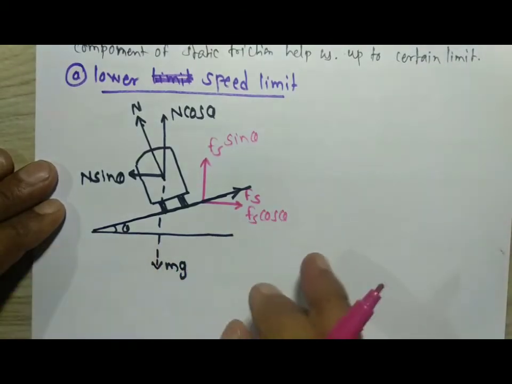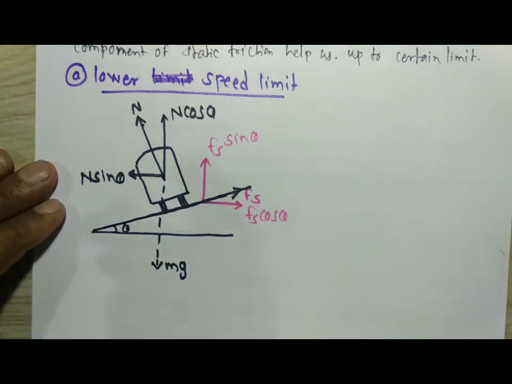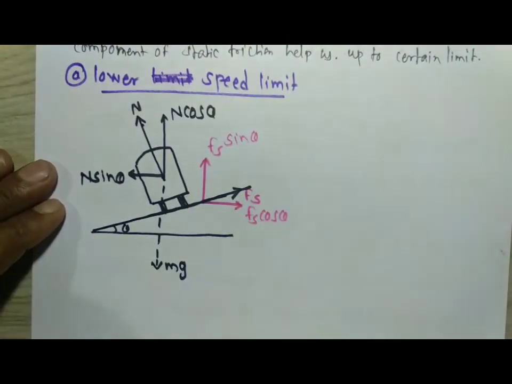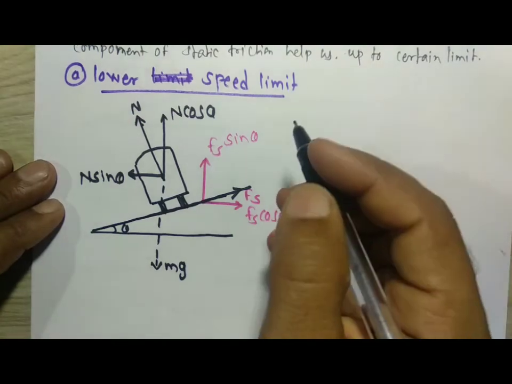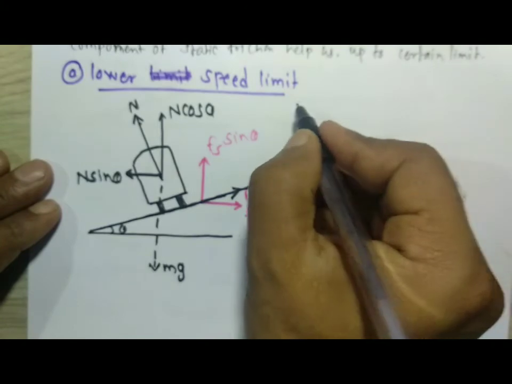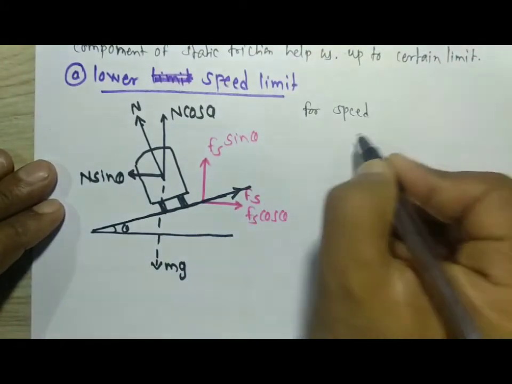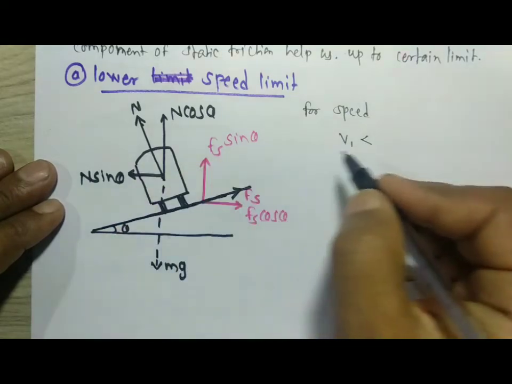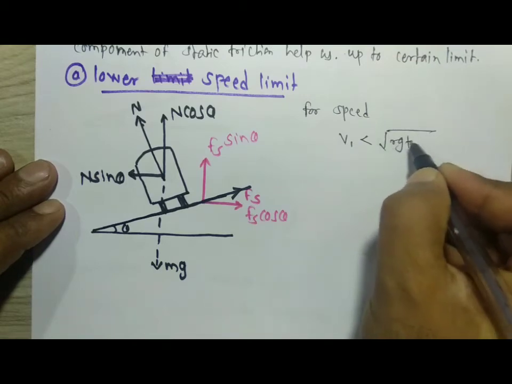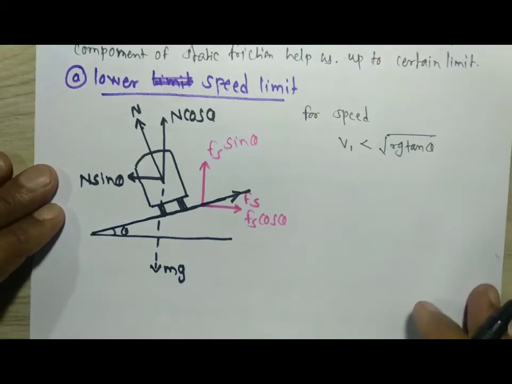Fs cos theta is horizontal and acting away from the center of that circular path, and Fs sin theta is acting in the vertically upward direction. By using these, you will get the considerations of the lower speed limit, and therefore consider speed v1. Here we are going with the lower speed limit, and therefore v1 is considered as less than square root of rg tan theta. That means rg tan theta is the exact speed.